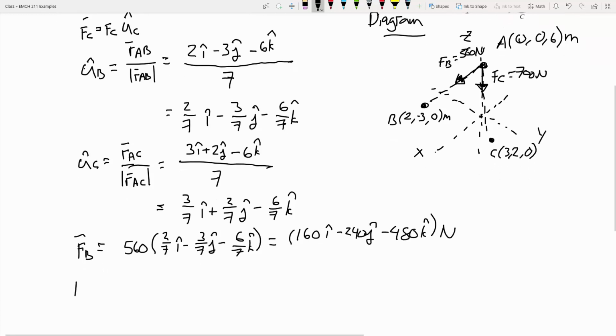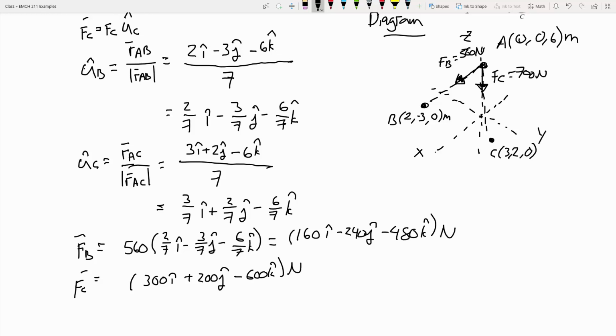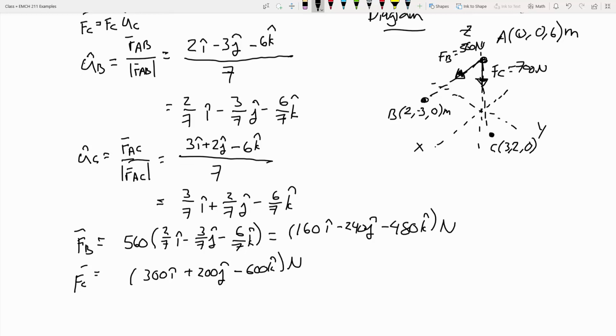And then I'll do the same thing for FC. I won't write down all the details here. Its magnitude is 700, and we found its unit vector was 3/7 i, 2/7 j, negative 6/7 k. So multiplying the 700 by each of those components, I'm going to find here that it's 300i plus 200j minus 600k, and that's also in newtons.